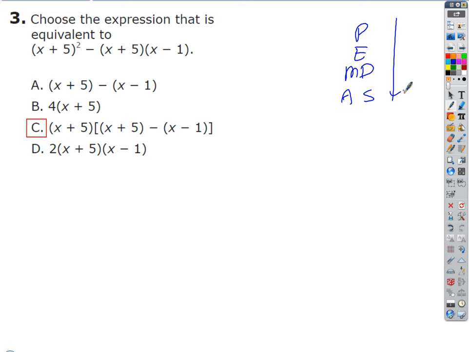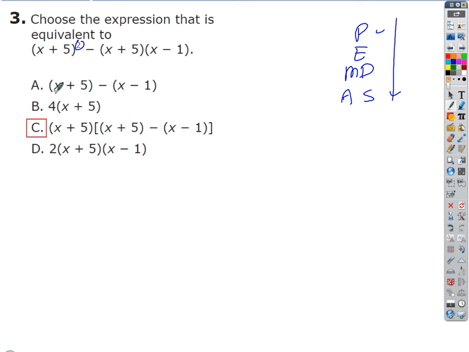All right, so what could we do? There's nothing I can do inside parentheses, so that one's checked off. Exponents: there's a 2, so I could multiply this out, then multiply that out, and then combine like terms. That's one thing I could do.